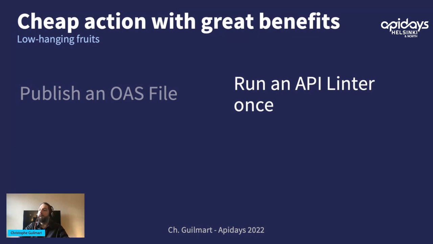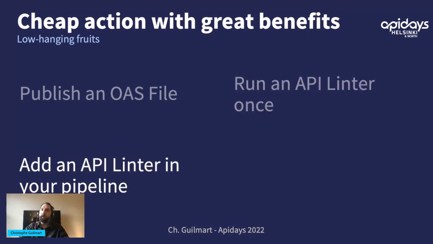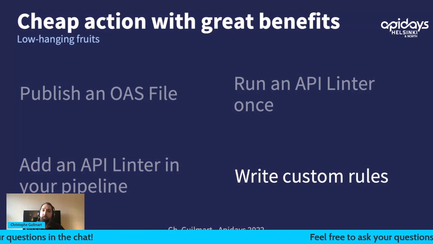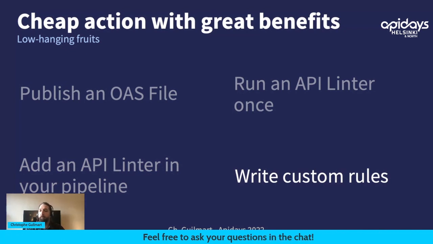Another thing is to run an API linter, at the very least once, locally. You may find things that are easy to fix, and not all fixes are breaking changes. So just do it, take 10 minutes. Ideally, add the API linter in your pipelines. It's very easy to integrate whatever technology you're using. And the same as you write new tests when you spot new bugs, write new rules when you spot a new API design issue.